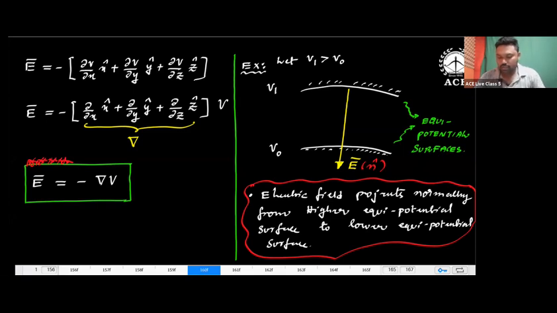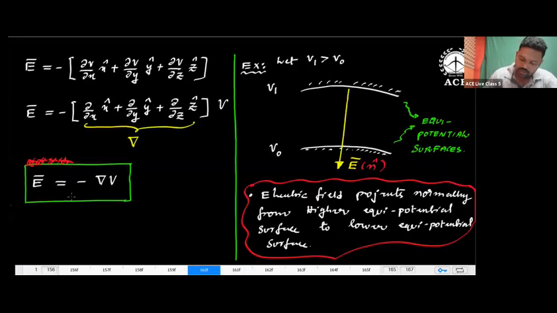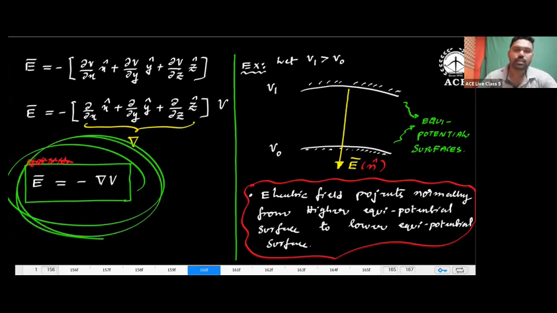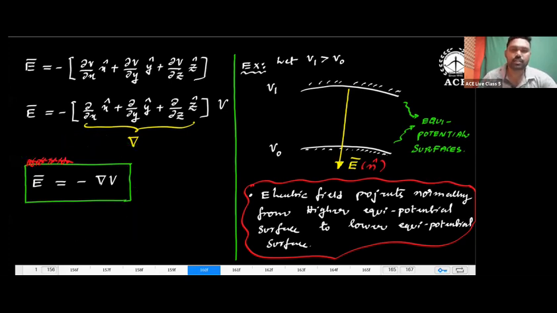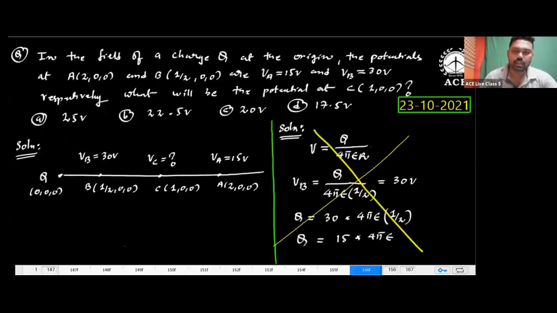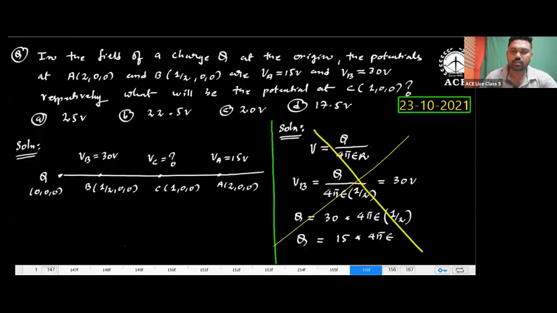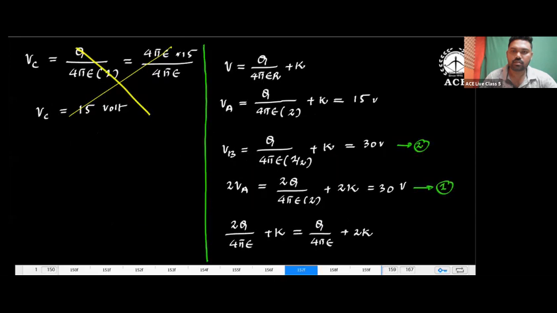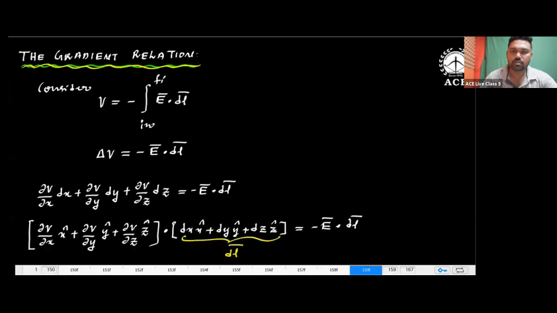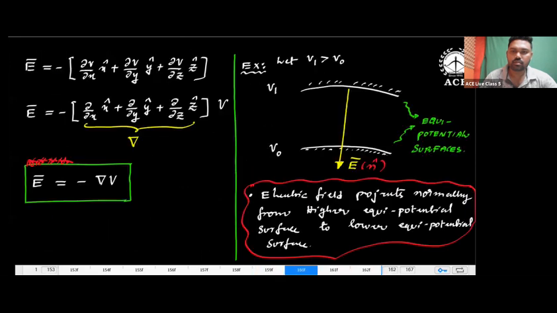Clear? Let us have some questions on these things. It's a very simple and straightforward question, beta. Simple and straightforward formula. Nothing much to discuss about this one. Clear? So let us have a question here. Yes, here is a question.